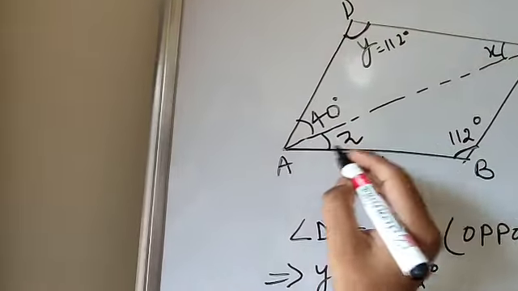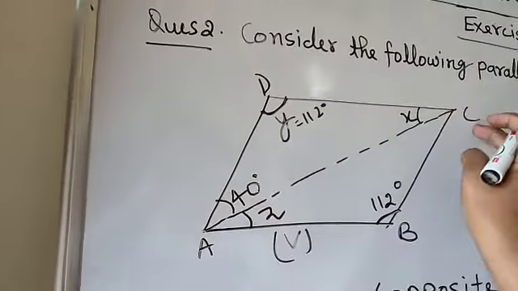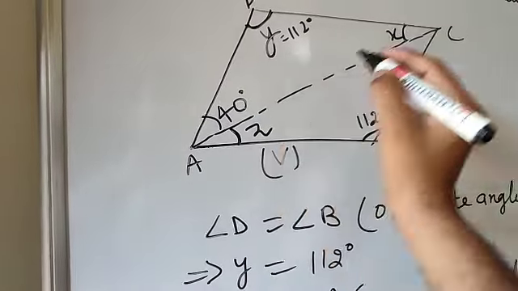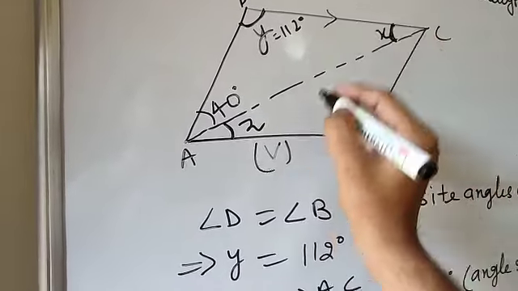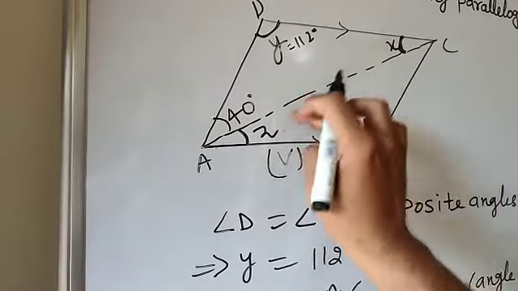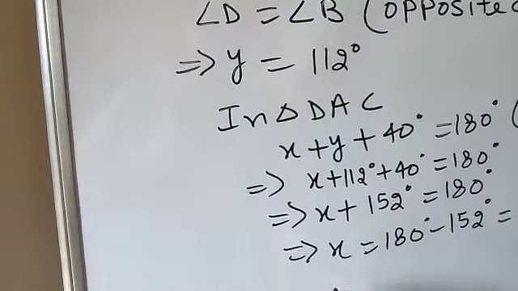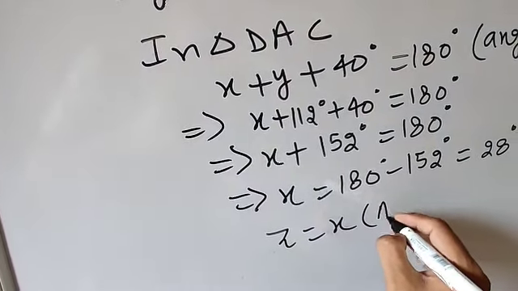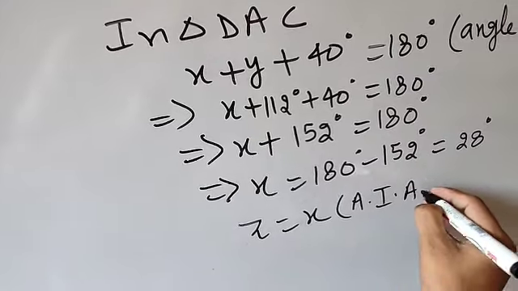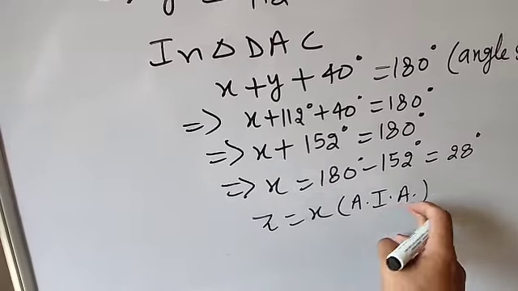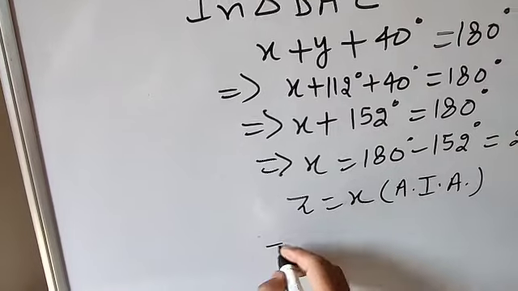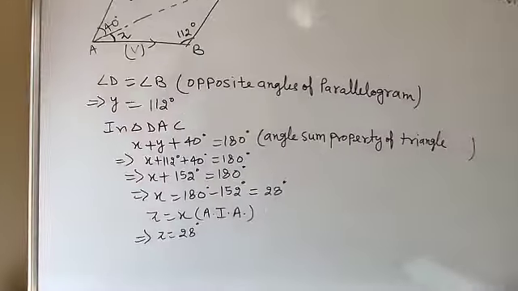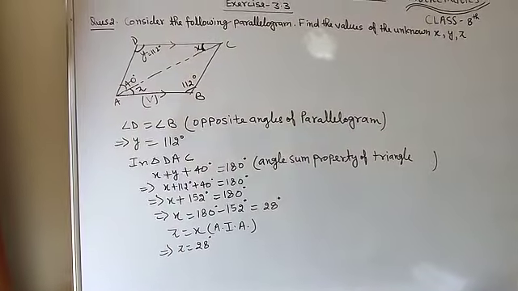So students, here AB and CD are the parallel lines and AC is intersecting, so these are the alternate interior angles. If lines are parallel, then alternate interior angles are equal. So here you can write z equal to x, that will be alternate interior angles. In short, it is written as AIA, alternate interior angles. So it shows that z equal to 28 degrees. So it is the complete solution of the fifth part of the question.